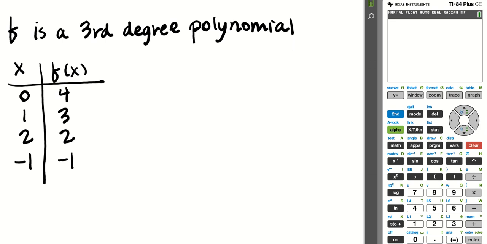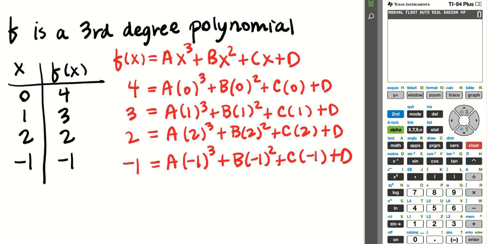So the first example I've got for you: let's find a third-degree polynomial that passes through these 4 points. What we're going to need to do is set up a system of linear equations, and I'm just going to do that.